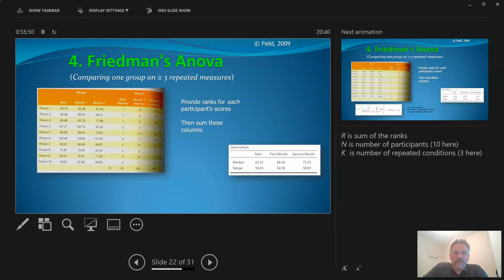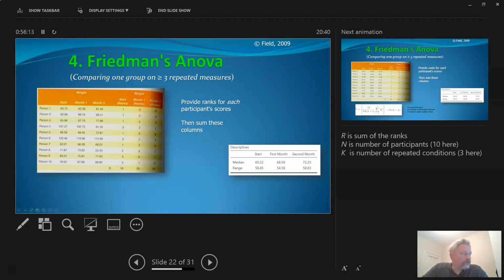So it's a within subjects or repeated measures design. We're measuring people's weight as they are on a diet. We can measure them at the start, at the onset. We can measure them one month in, and after two months we can see what their weight is.